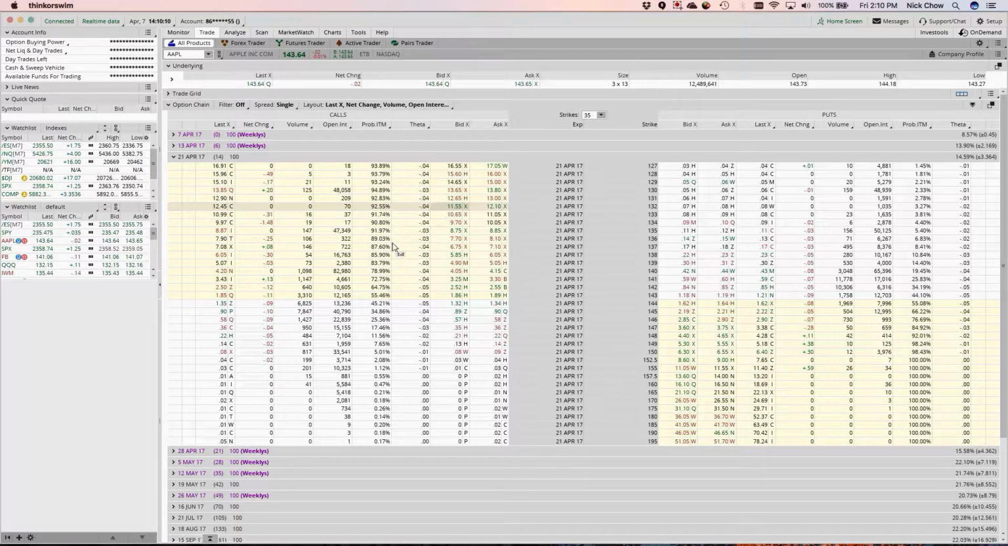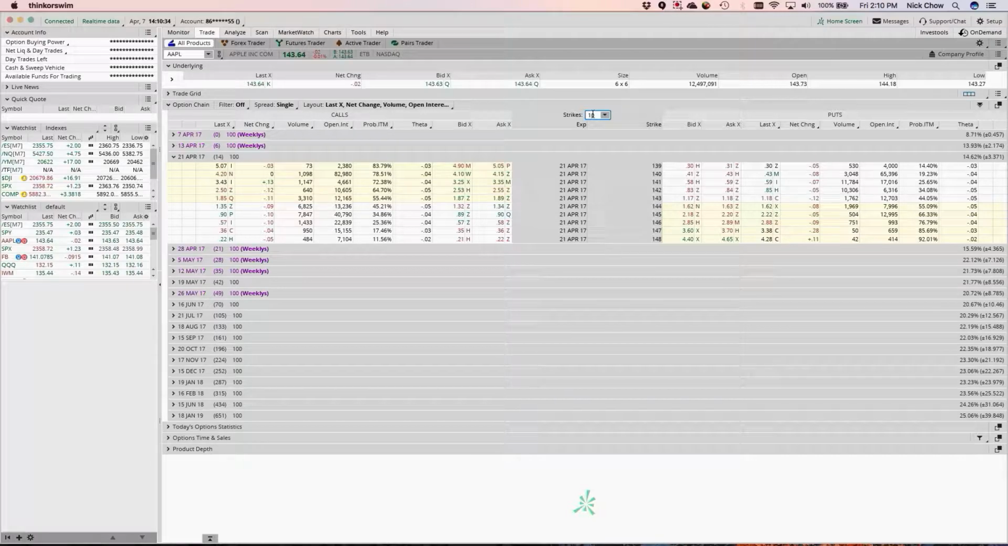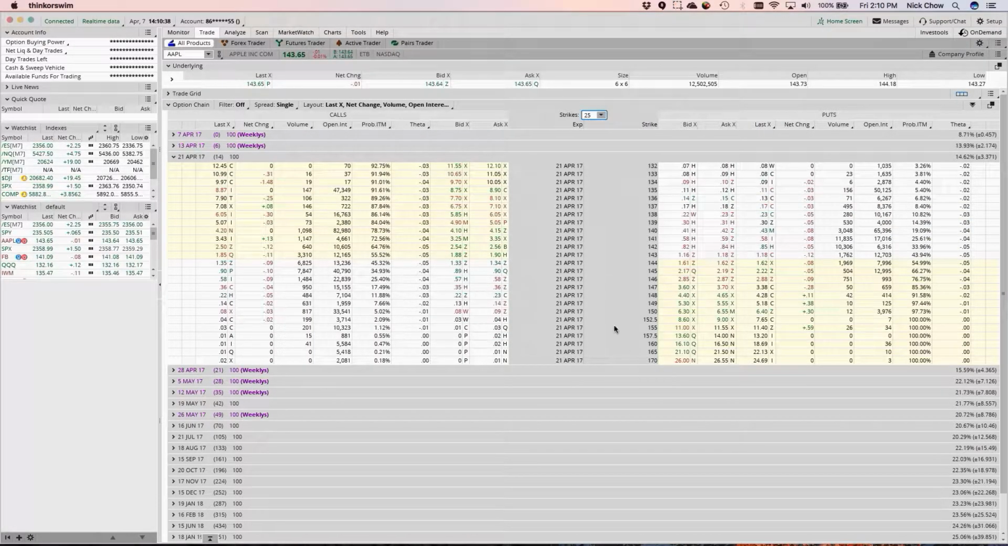And as you can see, there are two types of options. On the left side, we have our calls, and on the right side, we have our puts. As you can see, it looks very busy. We have the calls, we have the puts, we have a bunch of numbers in here, we have the date on which it expires, and in the middle here, we have the strike price. Now maybe instead of displaying 35, we'll bring it down to 10, so there's a little less information. We'll go to 25 actually, so we get a better view.